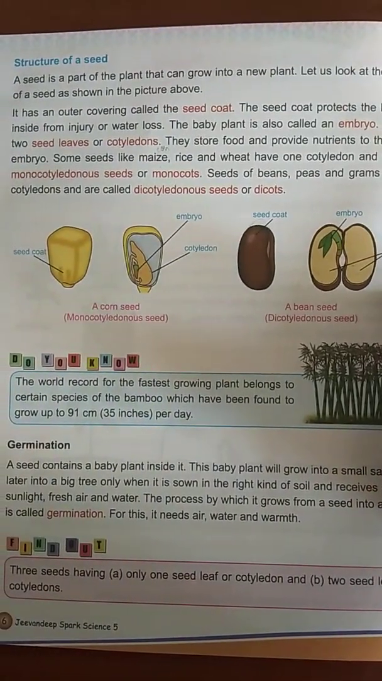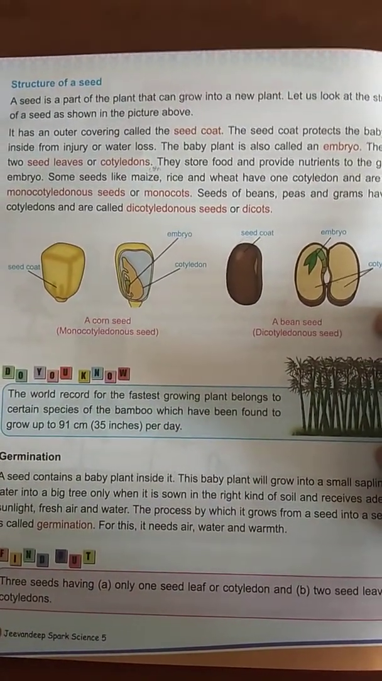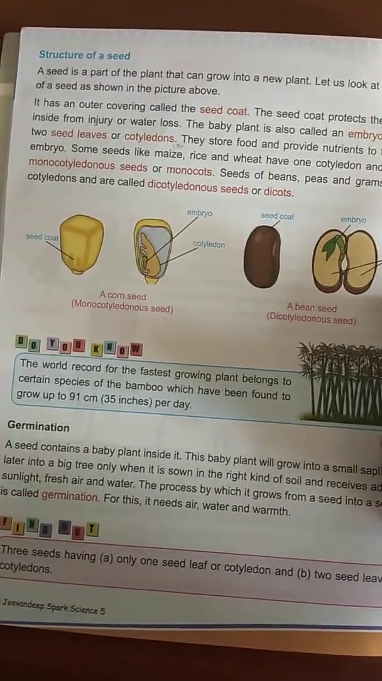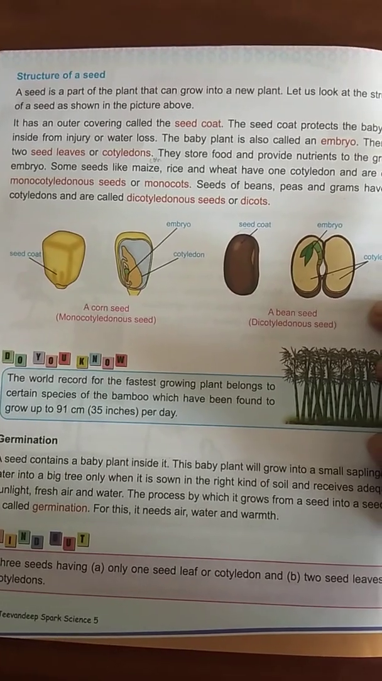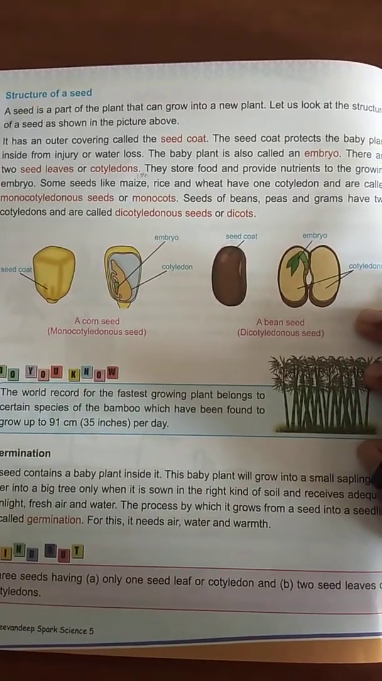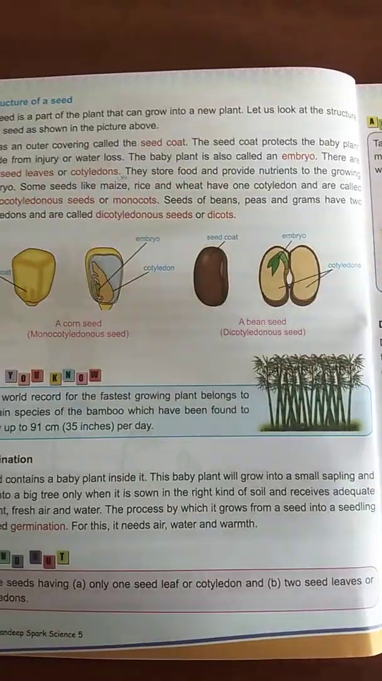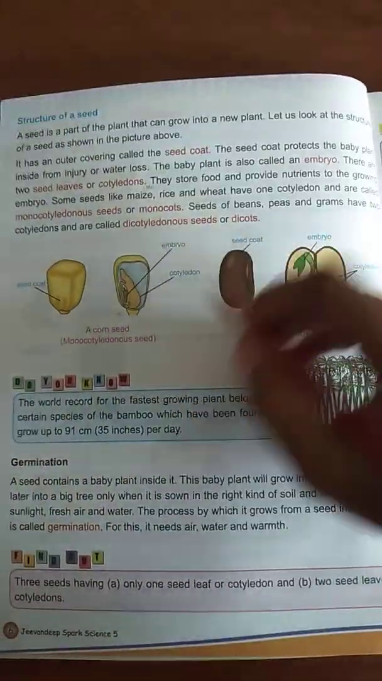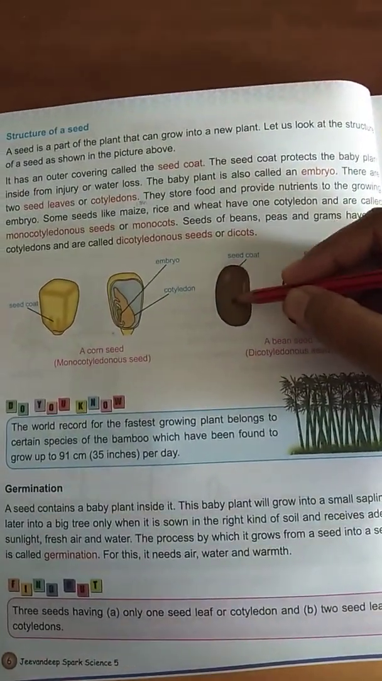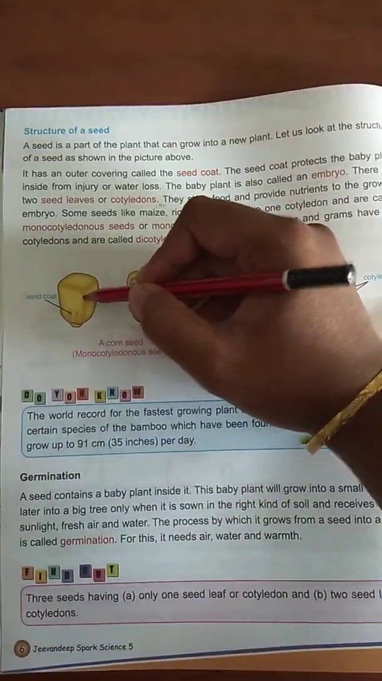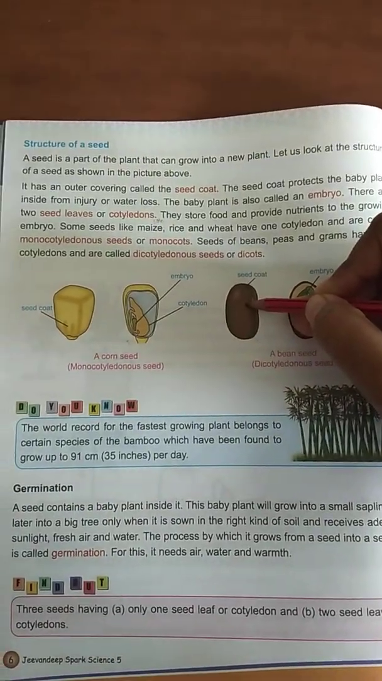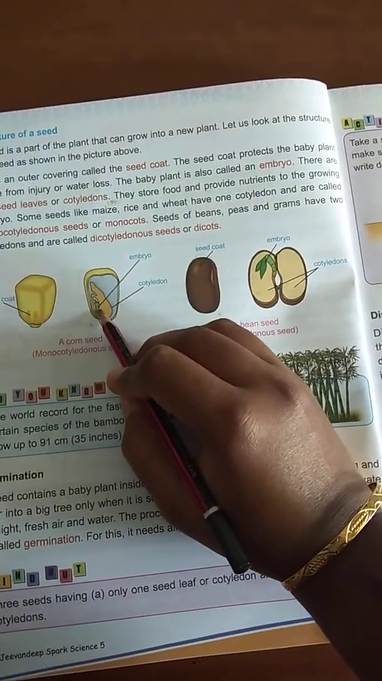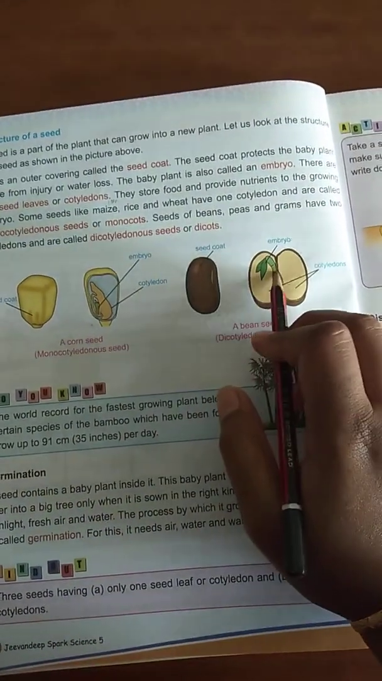Structure of a seed. A seed is a part of a plant that can grow into a new plant. Let us look at the structure of a seed as shown in the picture. It has an outer covering called the seed coat. Each seed, whether it is a monocot or a dicot, has a seed coat, which is the outer layer of the seed. You can see it in both the pictures. So next is the embryo. Here you can see a part called embryo in both the seeds.